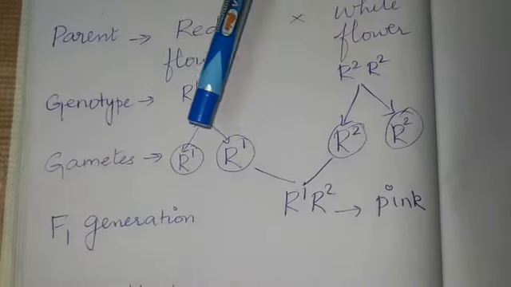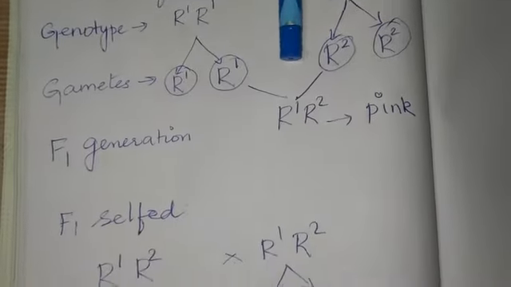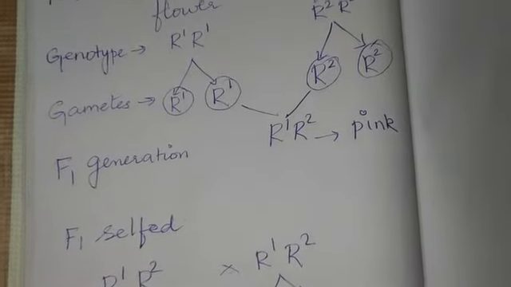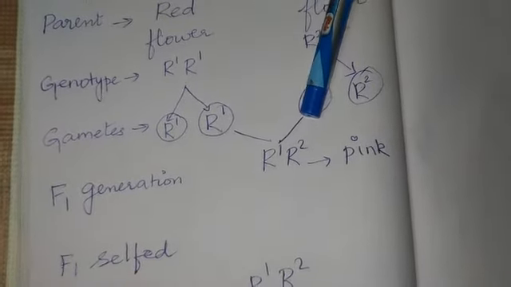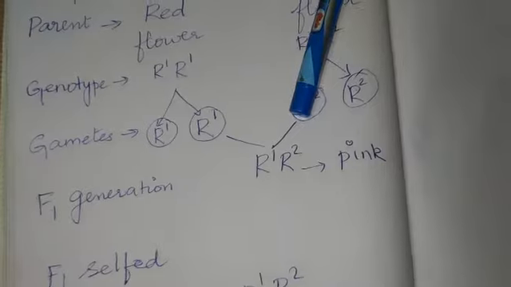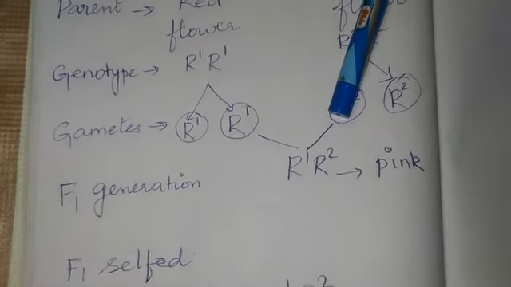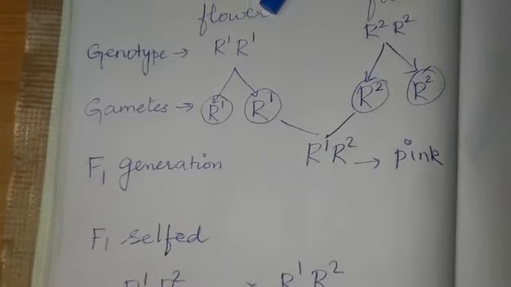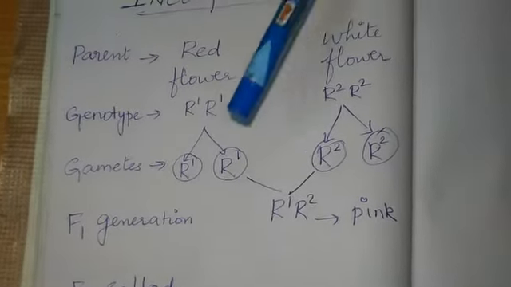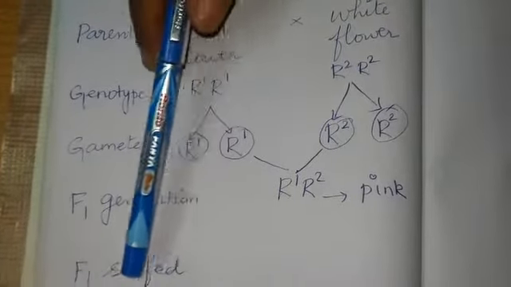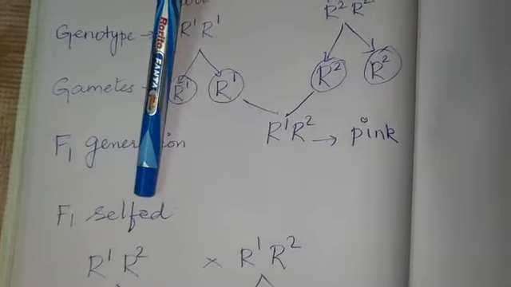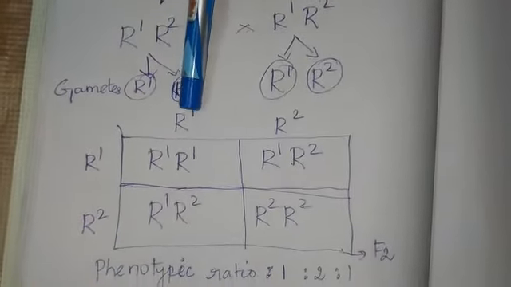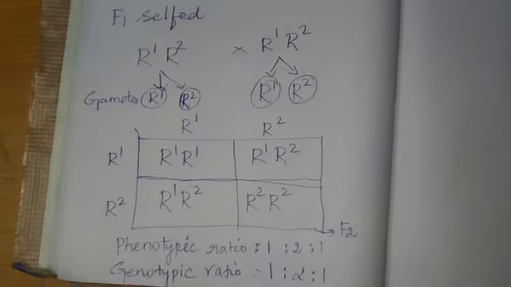The F1 hybrid's phenotype differs from both parents. When a red flower is crossed with a white flower, we get pink colored flowers. So the F1 is heterozygous, and its phenotype differs from both the parental characters. When we cross the F1 again, it produces three different types of flowers.